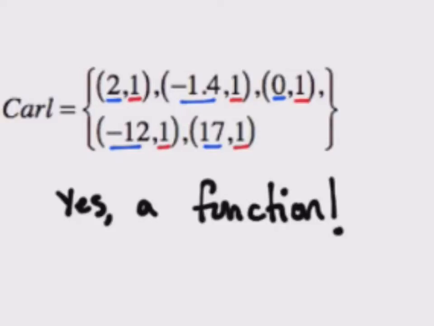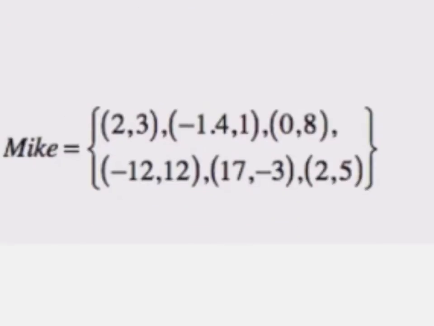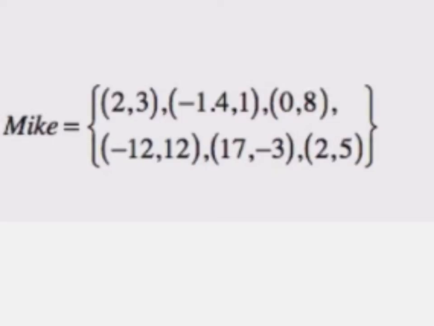All right, let's take a look at Mike. So let's look at our inputs and see if any of them are repeated. So I see 2, negative 1.4, 0, negative 12, 17, oh, and 2 again. So I see 2 as an input up here, and I see 2 as an input down here. And note that they have different outputs, 3 and 5.